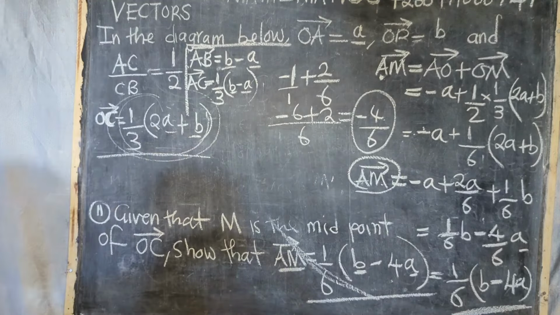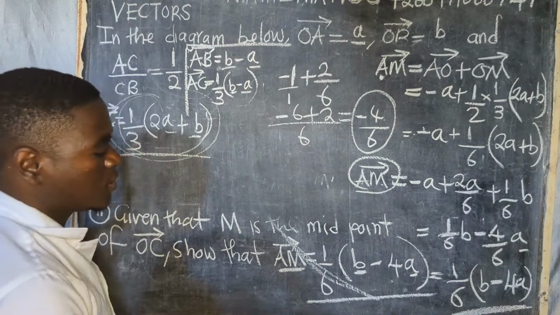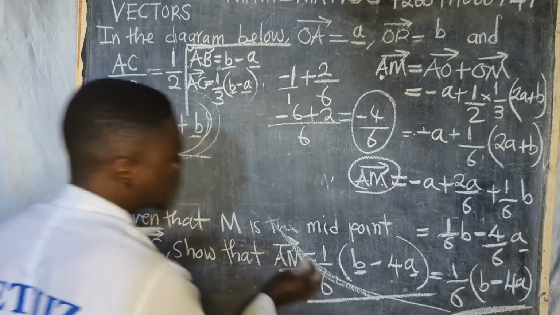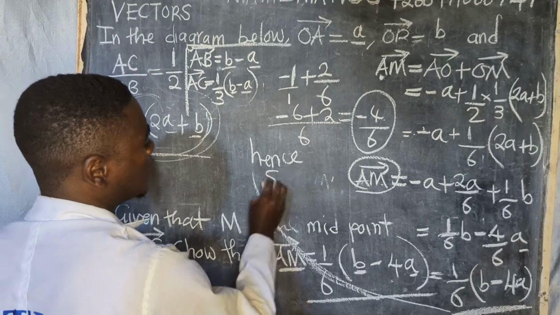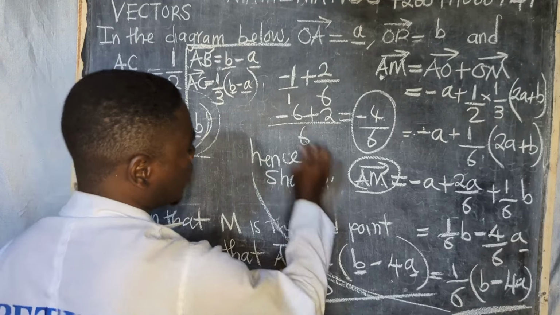These two are the same. I think you are even able to see that these two are the same. This is what you are supposed to do. From here, you just say hence shown. You've answered these questions.